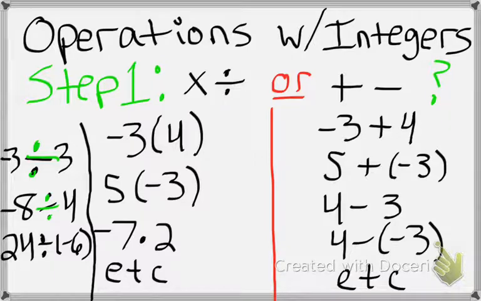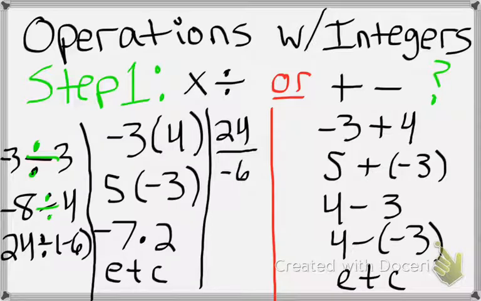Also, as a side note, division is sometimes shown with a fraction bar. Such as, the 24 divided by -6, we could have written 24 over -6 with a fraction bar. That fraction bar means the same thing as dividing, 24 divided by -6. So keep that in mind. Alright, so that's how to tell if it's multiplying or dividing.